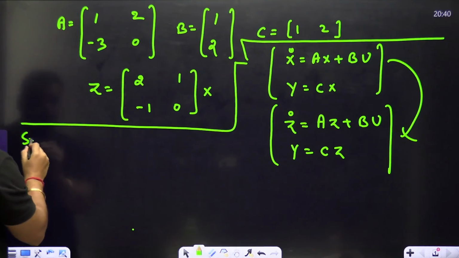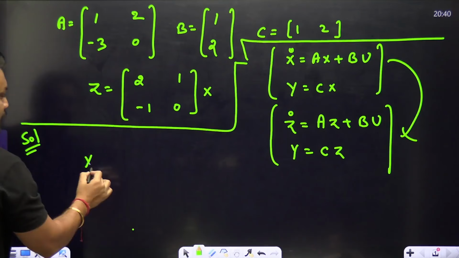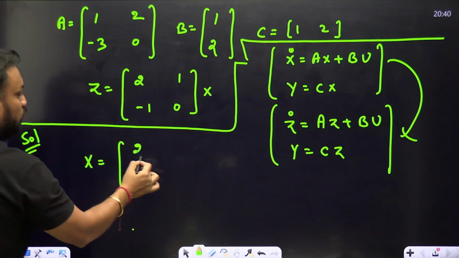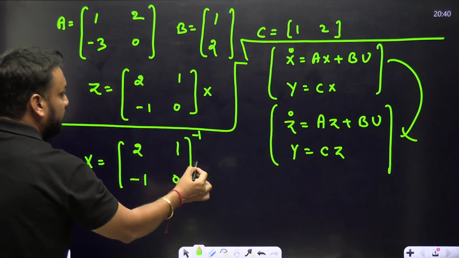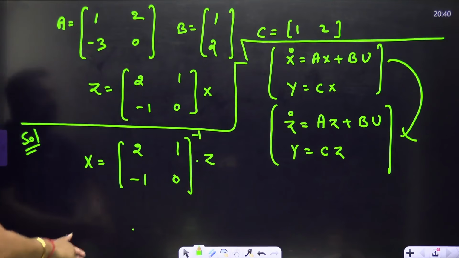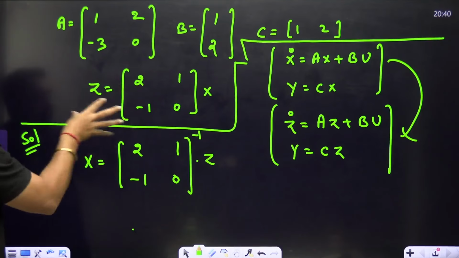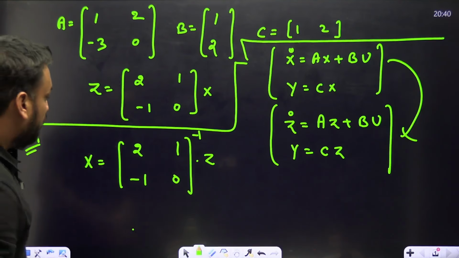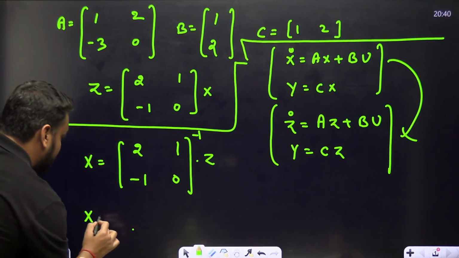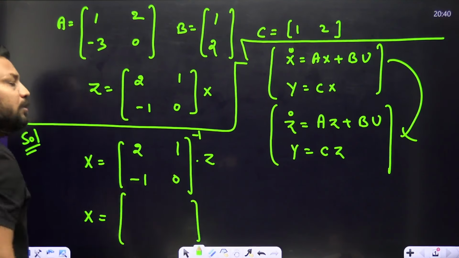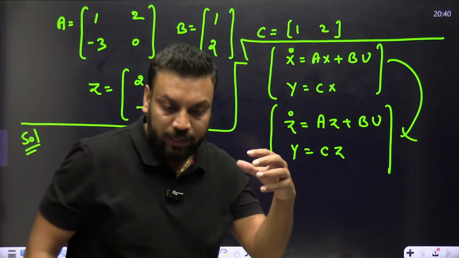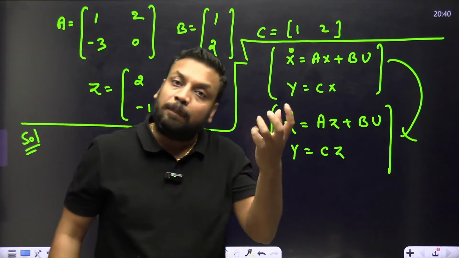So can I write here that this comes to the other side, so it becomes the inverse. Yes sir. So what I will write first of all, solution: x is nothing but the inverse of 2, 1, minus 1, 0 into z. Because if this entire term comes here, the power will be inverse only. Now student, tell me, if I find x, what will x be? You will say x is nothing but its inverse. And what is the inverse? Inverse is adjoint upon determinant.